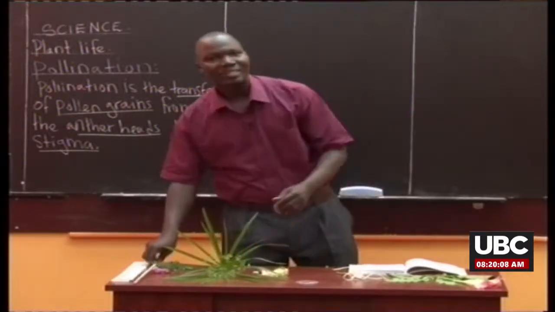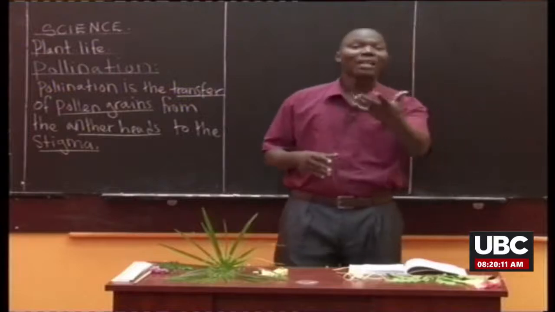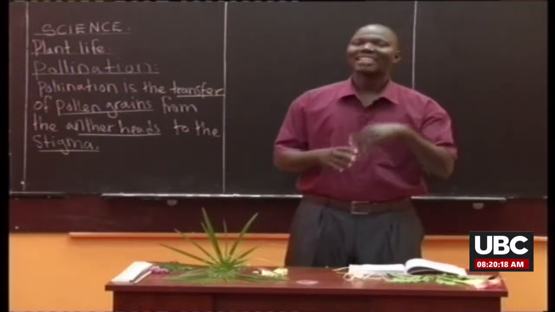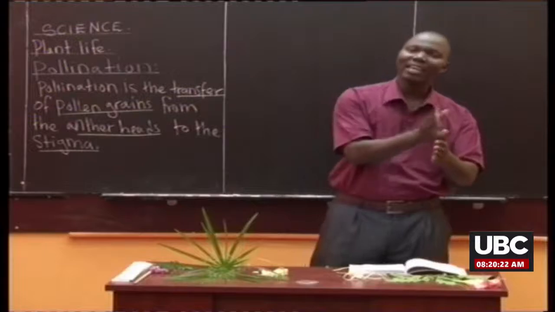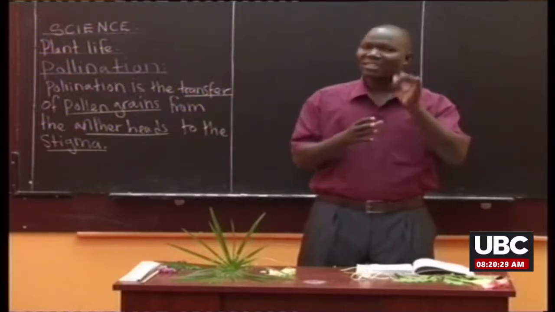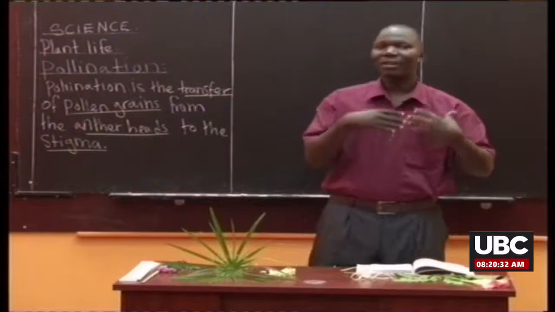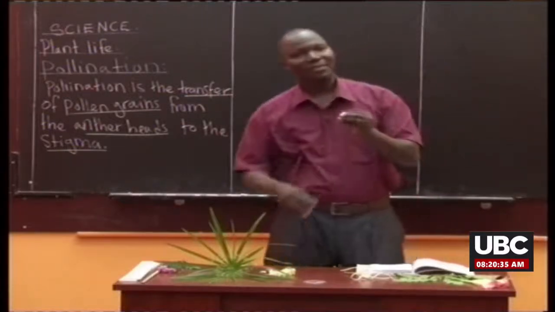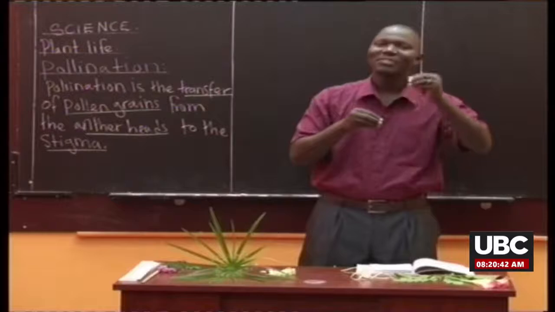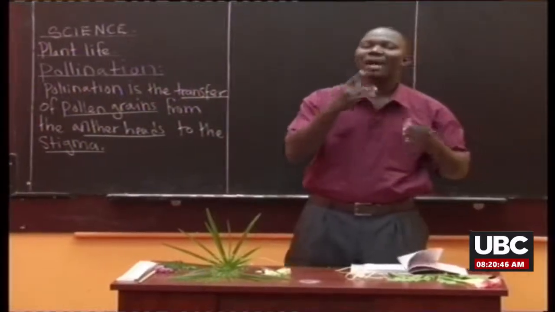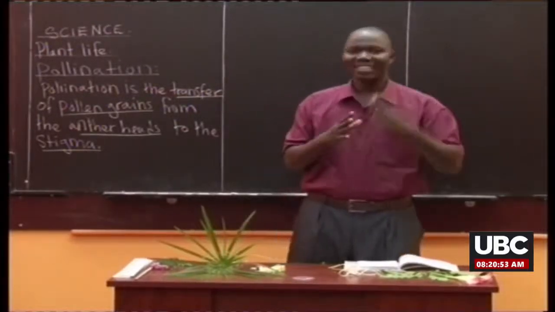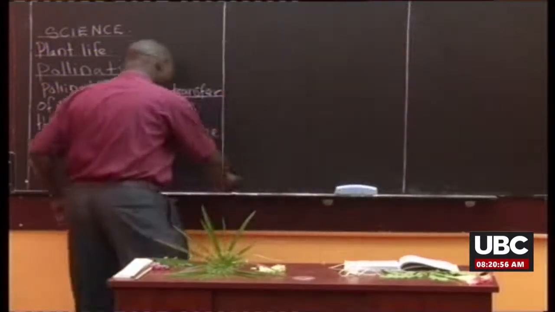Now, children, we ask ourselves, how does the pollen move? Does it have legs? Does it have a bicycle? Does it have a car? How does the pollen move from the anthers to the stigma? Those objects, the materials that help to move the pollen from the anthers to the stigma, are what we call agents of pollination. So that one is our small topic we need to look at.